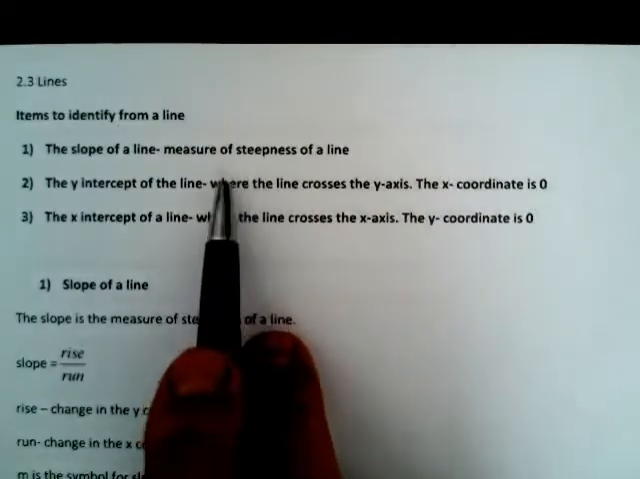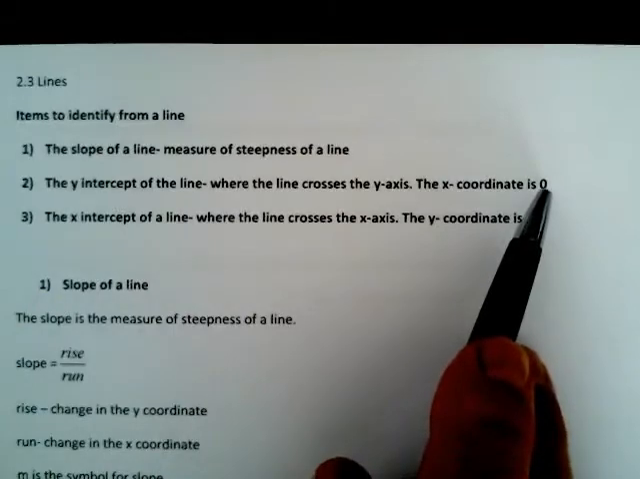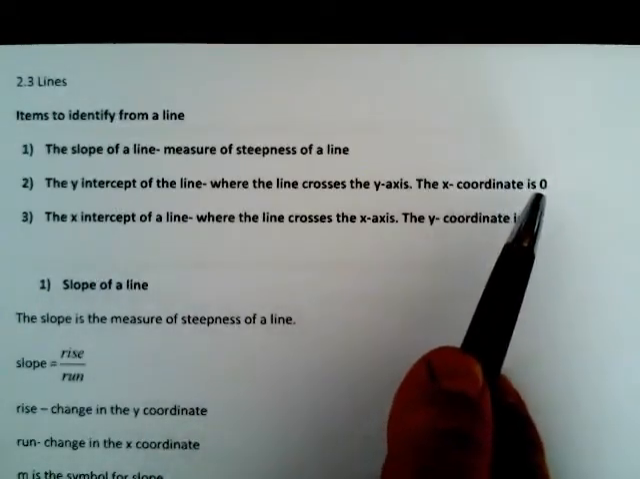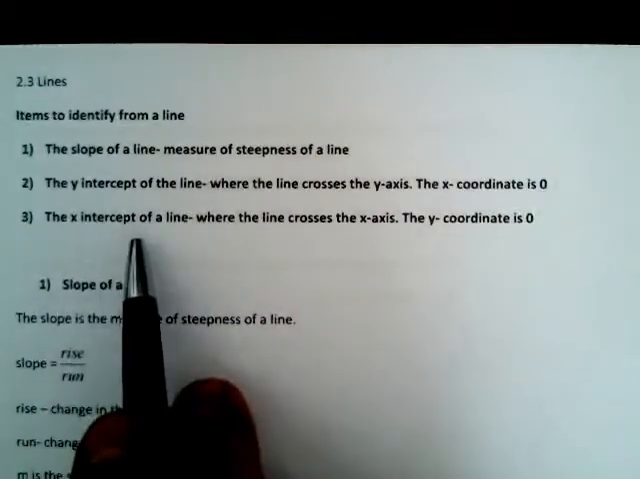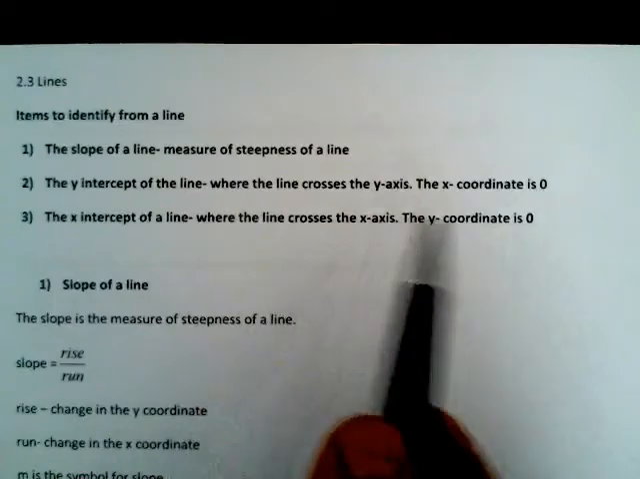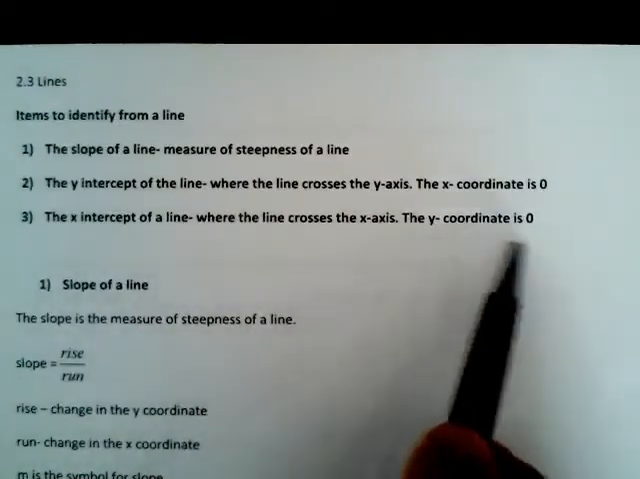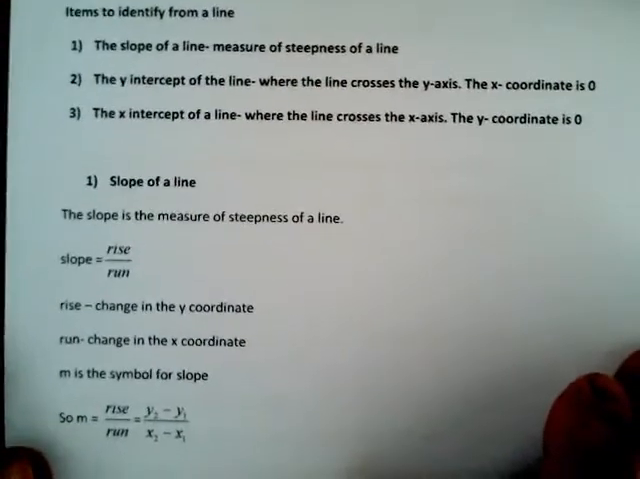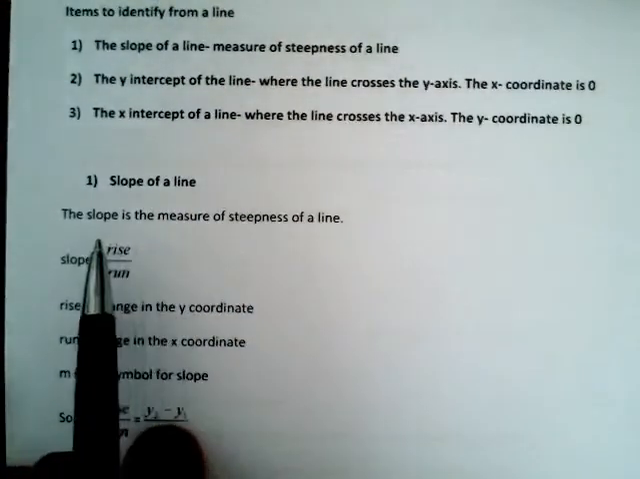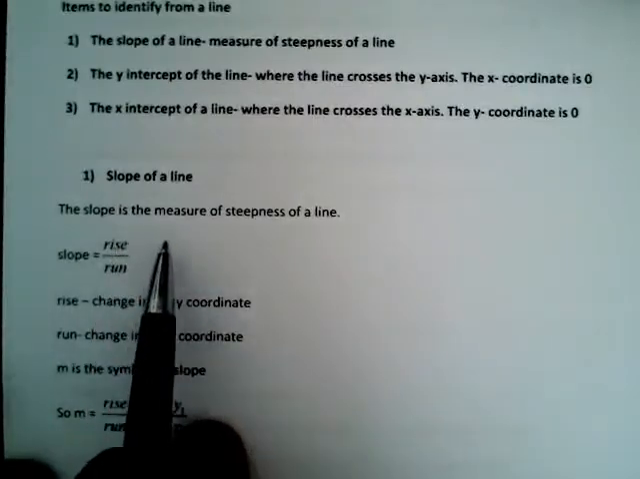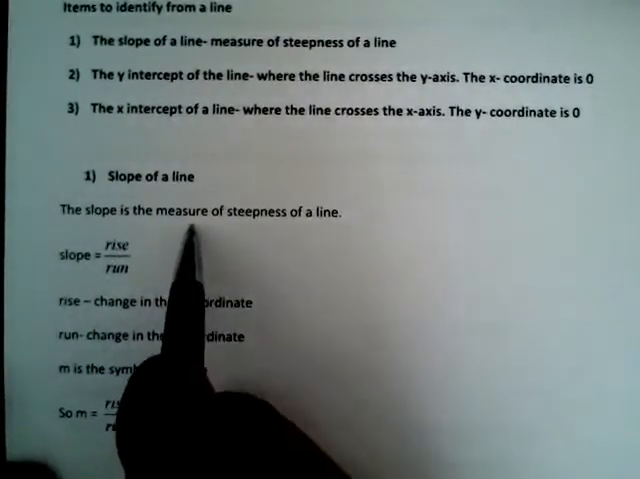So when we talk about a point, we have two coordinates, x and y. For the y-intercept, the x is 0. The x-intercept of a line is where the line crosses the x-axis, and for that, the y-coordinate is 0. So let's first look at finding the slope of a line. Your slope is what we call rise over run. It's a measure on a line.